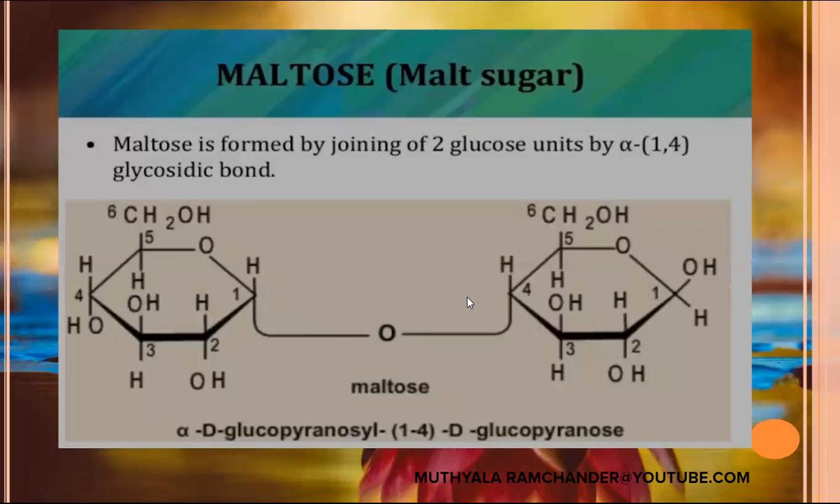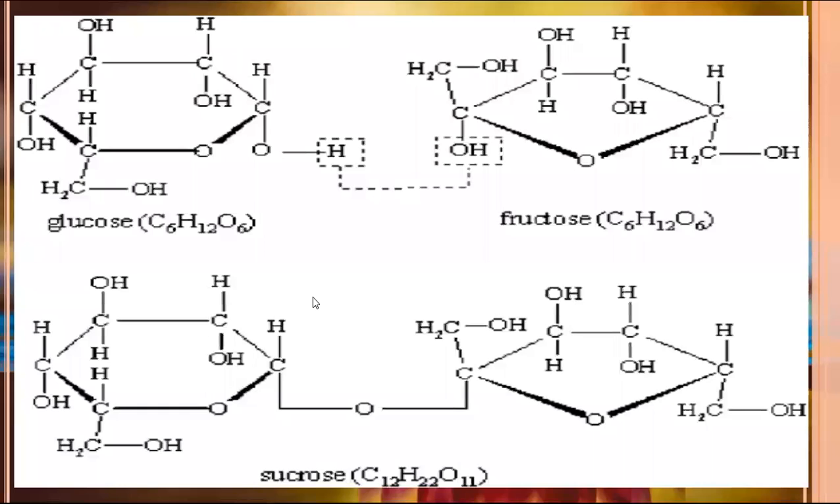Maltose may be formed by the removal of a water molecule, by the formation of a glycosidic bond. The linkage in maltose is an alpha 1,4 glycosidic bond. Here is how the alpha 1,4 glycosidic bond is formed in maltose.